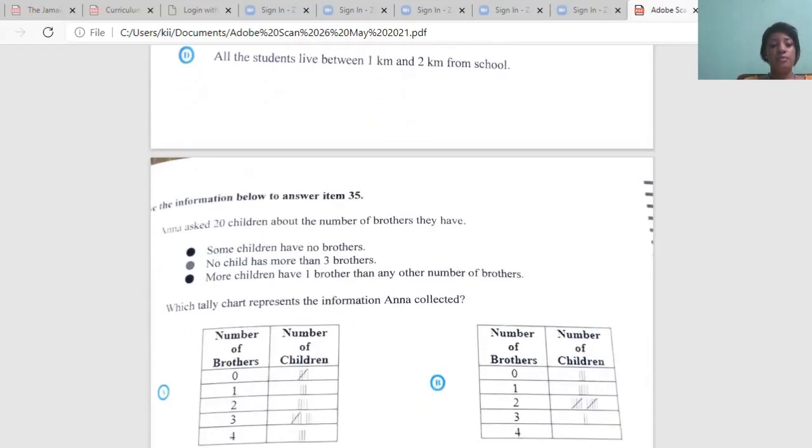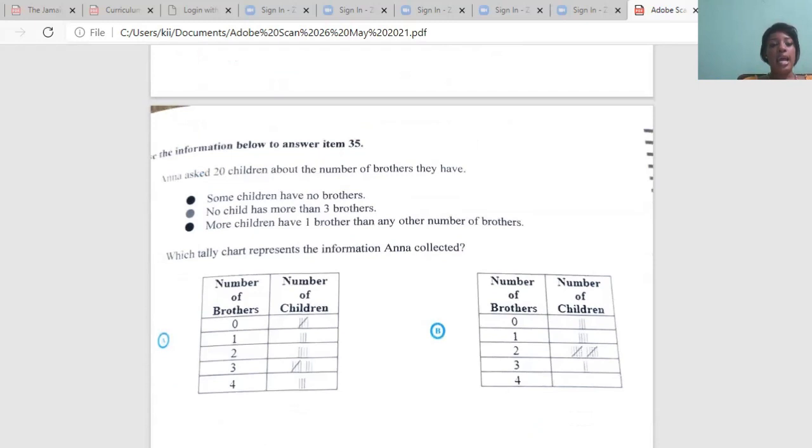Moving on to 35. Use the information below to answer item 35. Anna asked 23 children about the number of brothers they have. Some children have no brothers. No child has more than 3 brothers. More children have 1 brother than any other number of brothers. Which tally chart represents the information Anna collected?